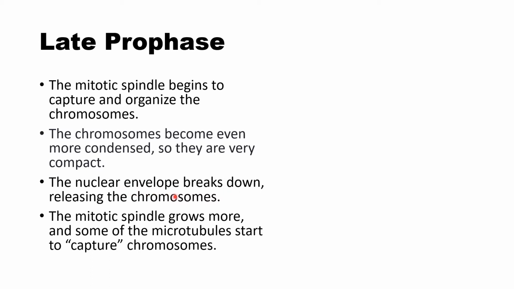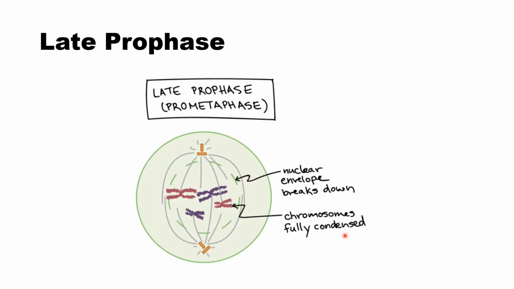Kasi itong nuclear envelope na to, parang it will hold in place yung mga chromosome. Pero dahil sa late prophase, dahil nag-break down yung nuclear envelope, it can enable yung mitotic spindle to capture and organize this chromosome. Now, the mitotic spindle will grow more and some of the microtubules start to capture yung chromosome na tinatawag. So here, this is the figure kung saan.